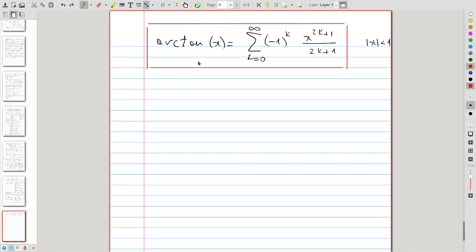So I would like us to write out a few terms of this formula for arctangent x to get some feeling for how power series represent functions. So this series on the right starts off like so.